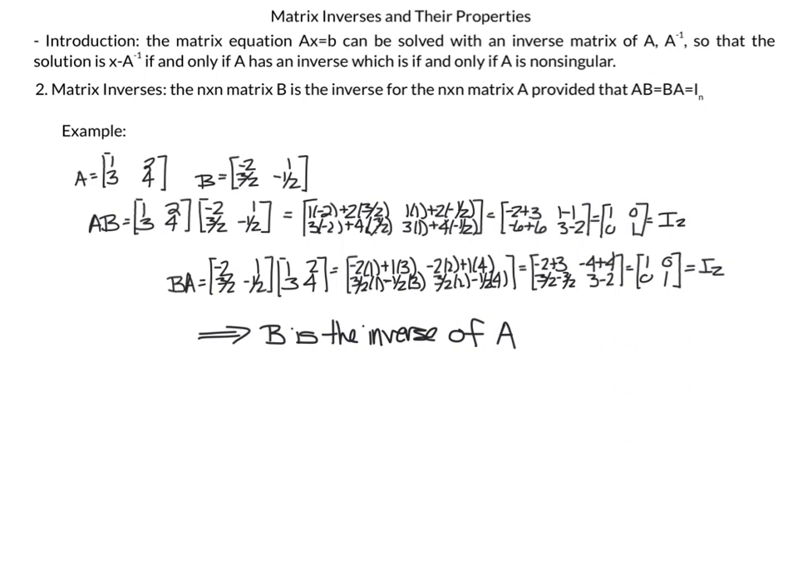I have A equal to [1, 2; 3, 4], and B equal to [-2, 1; 3/2, -1/2]. When I multiply A times B, you can follow the calculations and see that I get I_2, the identity matrix. Because matrix multiplication is not commutative, technically I need to multiply B times A. You can see I also get I_2, and therefore we say that B is the inverse of A.